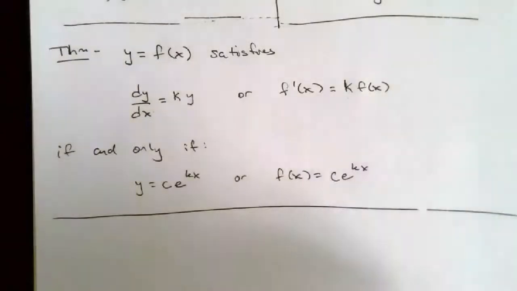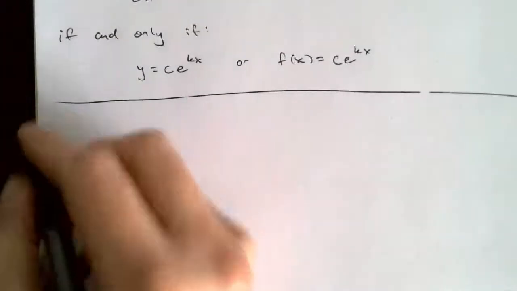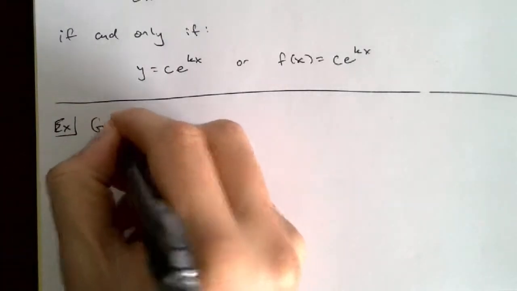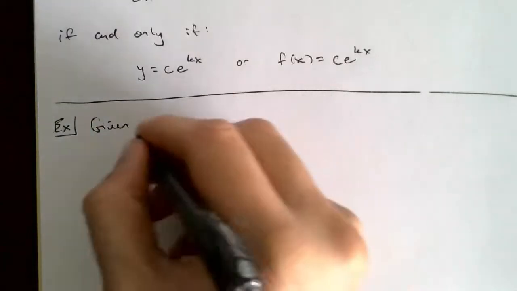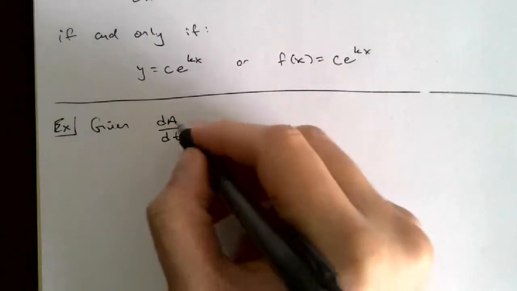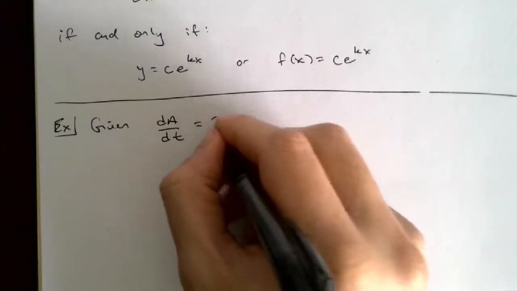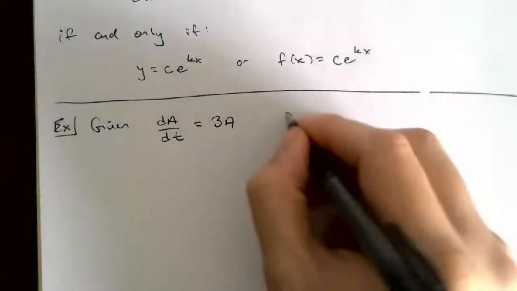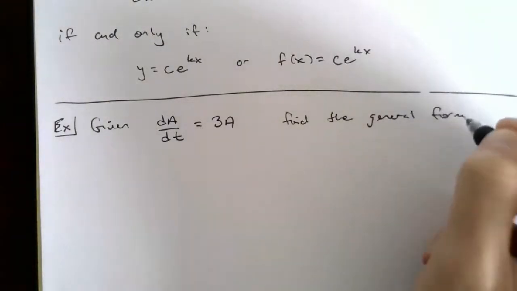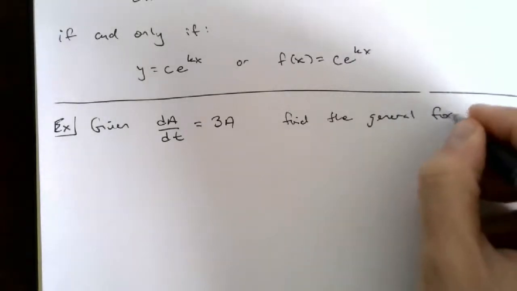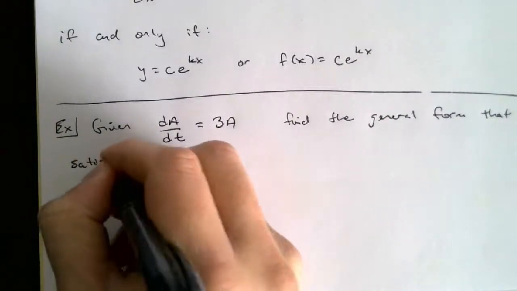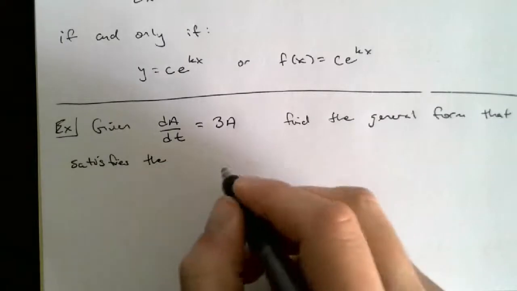So, for example, given dA/dt, the derivative of A with respect to t, is equal to 3A, find the general form that satisfies the equation.